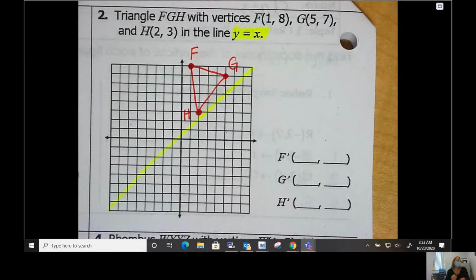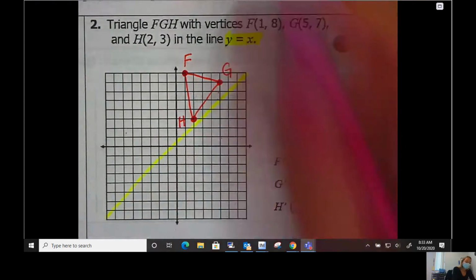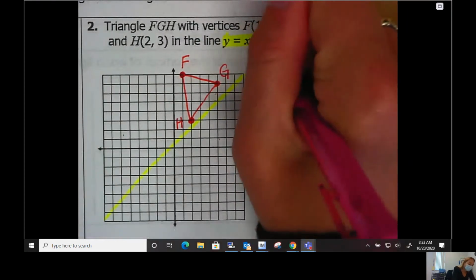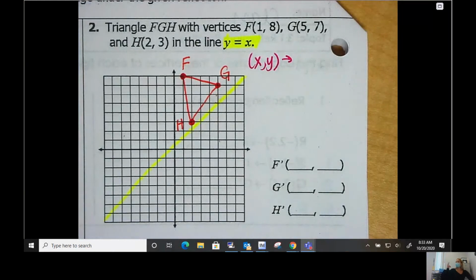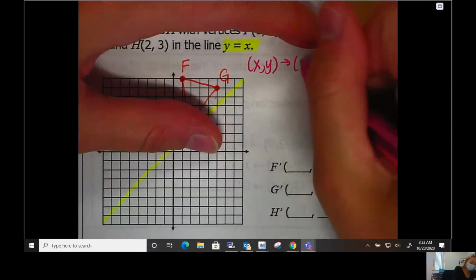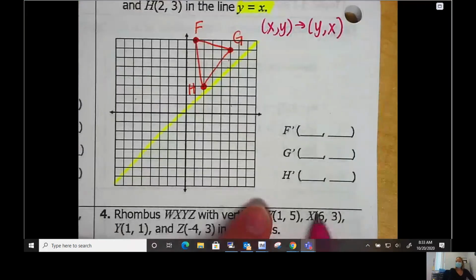So instead of doing it on the graph, why don't we just use the rules? And then you don't even have to worry about looking at the graph. If you're using the equation y equals x and you're reflecting over it, what is the rule? What do you have to do? They just switch places. They trade places. Your x becomes your y, your y becomes your x. That's all you got to do. So let's do the coordinates first, and let's graph them second.